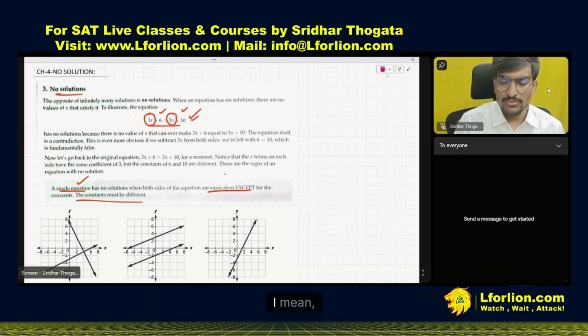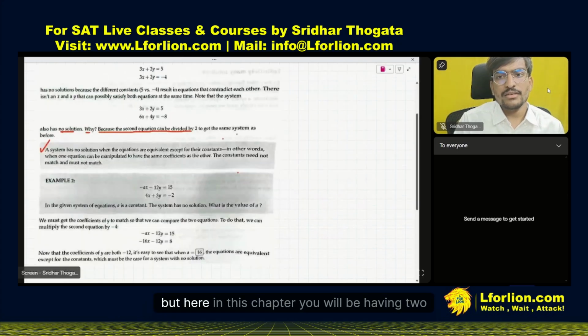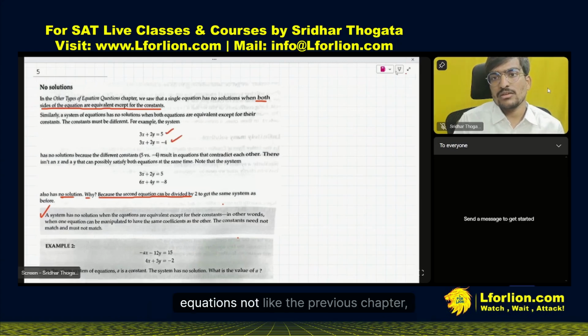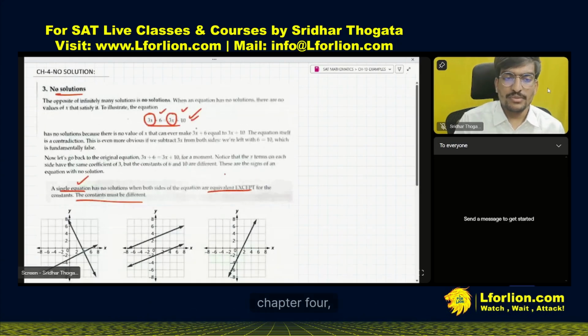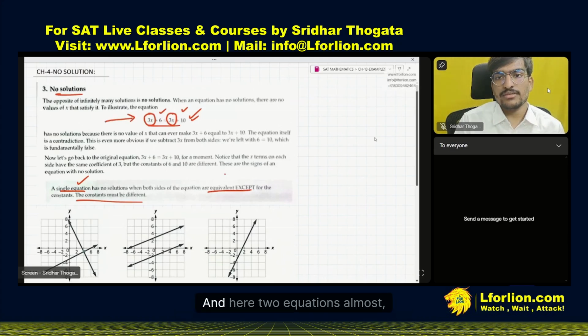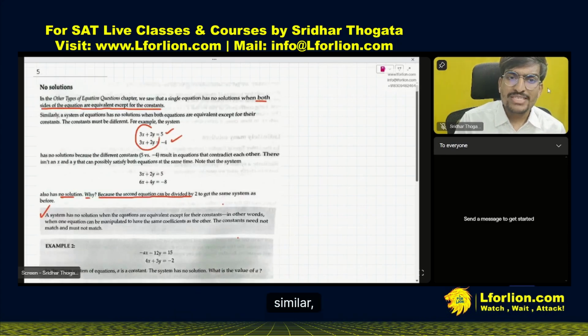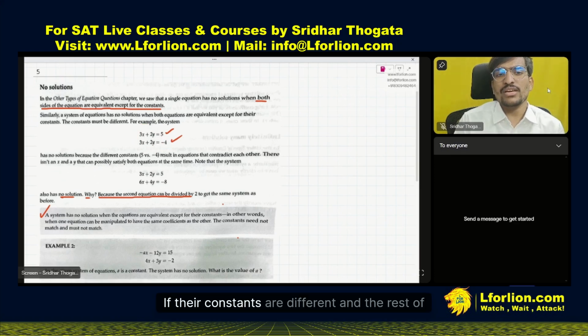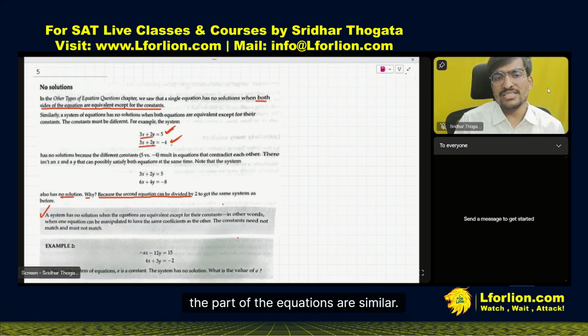But here in this chapter, you will be having two equations, not like the previous chapter, chapter 4, which has only a single equation. That is the difference. Here the two equations are similar but not their constants. If their constants are different and the rest of the equations are similar, then we say no solutions.